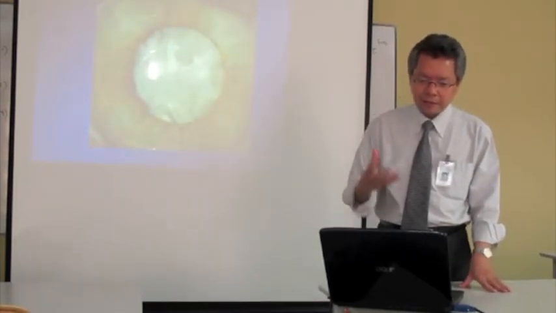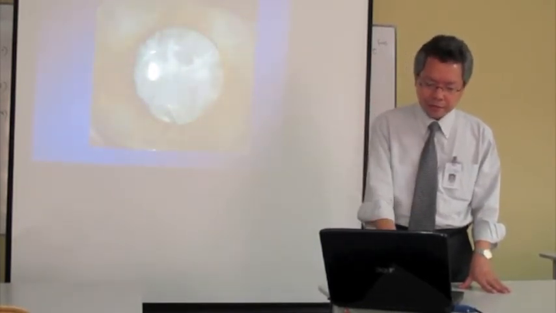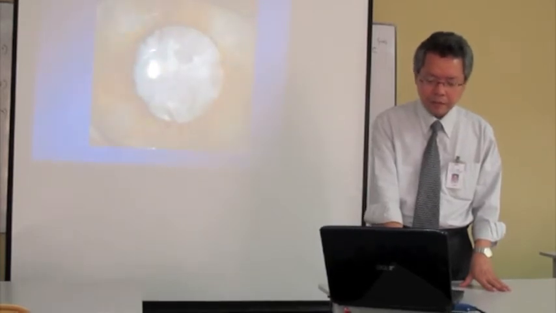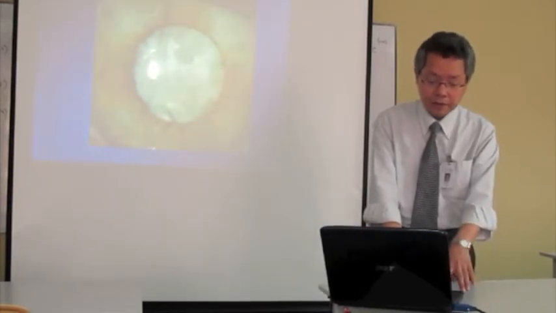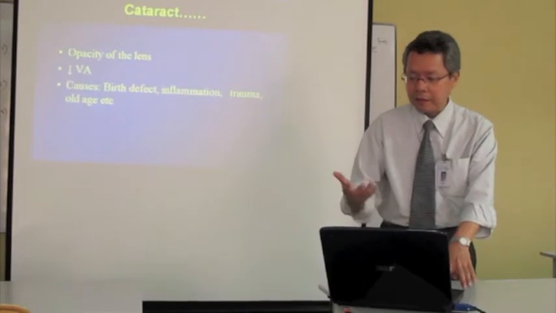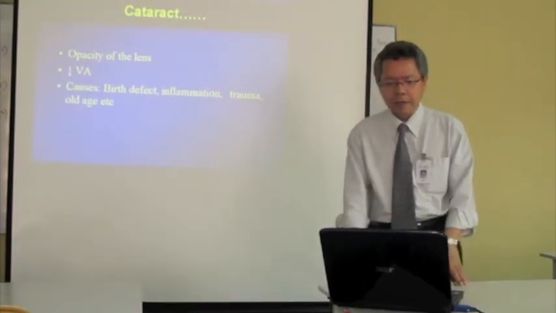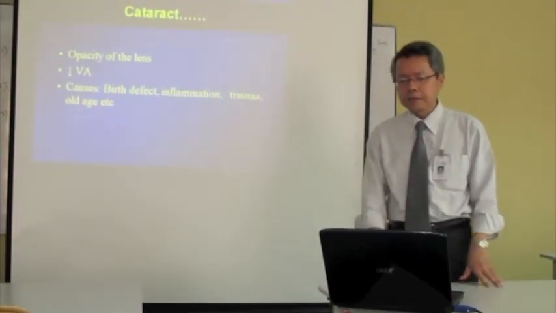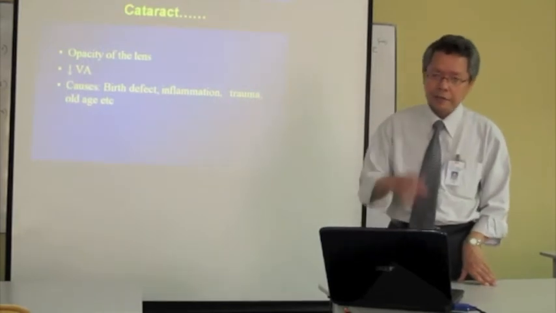the opaque material there. So people are going to end up with poor vision, or in this case, no vision at all, apart from just perception of light. So cataract is really an opacity in the lens, or of the lens. It's something that's growing in the lens.